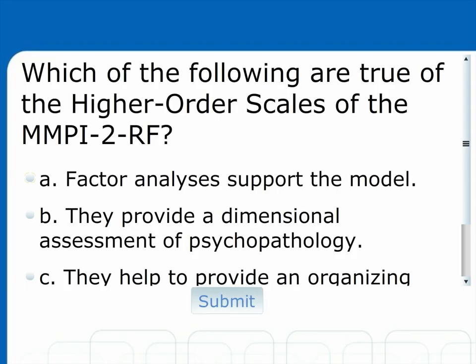So we've reached our second review question for this module. Which of the following are true of the higher order scales of the MMPI-2-RF? A, factor analyses support this model. B, they provide a dimensional assessment of psychopathology. C, they help to provide an organizing framework for interpretation. Or D, all of the above. The correct answer is D, all of the above. All of these are true of the MMPI-2-RF higher order scales.